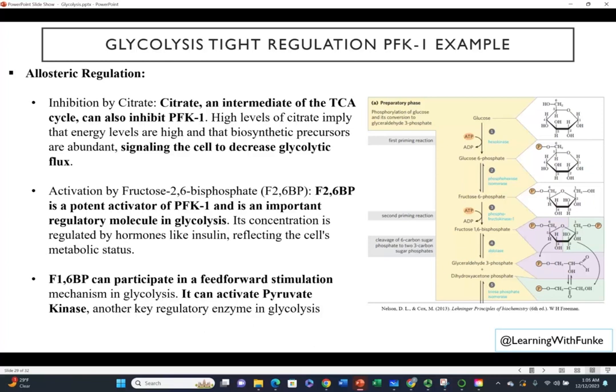Another example is fructose 1,6-bisphosphate, which we mentioned, the product of step 3. It can participate in a feed-forward stimulation mechanism in glycolysis. Fructose 1,6-bisphosphate has been found to activate pyruvate kinase. If you remember, pyruvate kinase is the enzyme that catalyzes the production of pyruvate, so it can activate another enzyme in glycolysis for the last step, like we talked about.